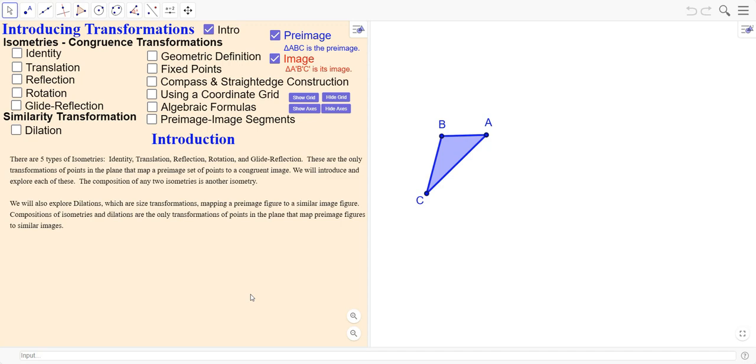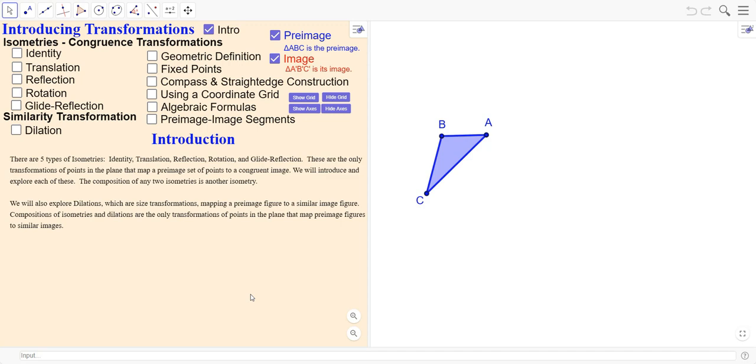There are 5 basic types of isometries: the identity transformation, the translations, reflections, rotations, and glide reflections. And it turns out these are the only types of transformations of figures in the plane, points in the plane, that map a pre-image set of points to a congruent image, something that's the same size and shape, that preserves distance measures and angle measures and areas.